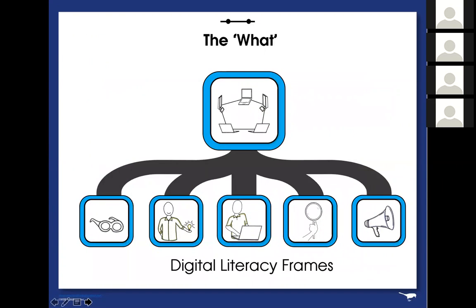Now let's look at the what. I think we have about 15 minutes left. Let's look at the what. I want to share a little bit more information about these frames and what they really are, because when we look at andragogy and adult learning and what happens with learners who are in adult education programs, these are things that often are assumed.